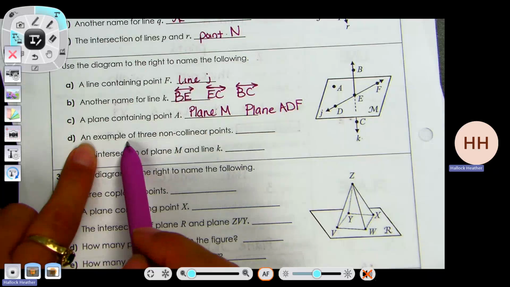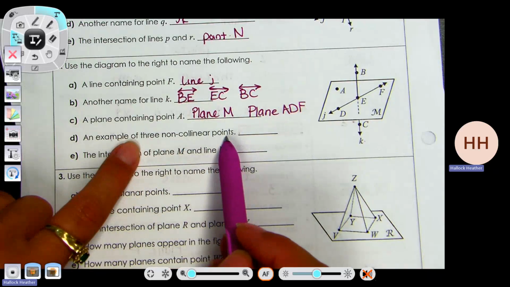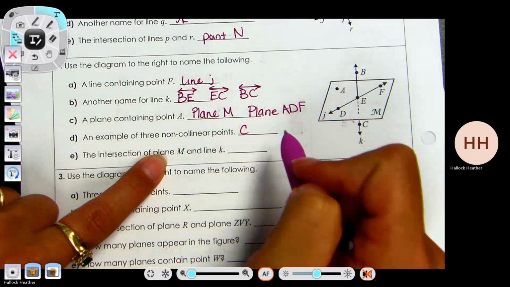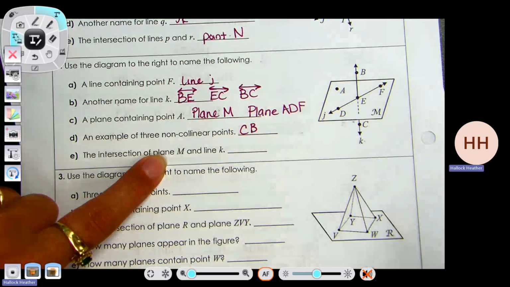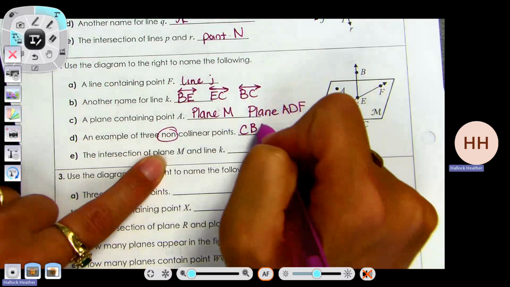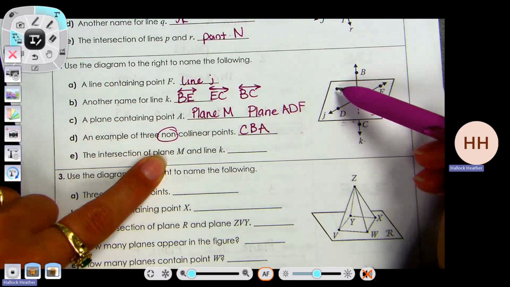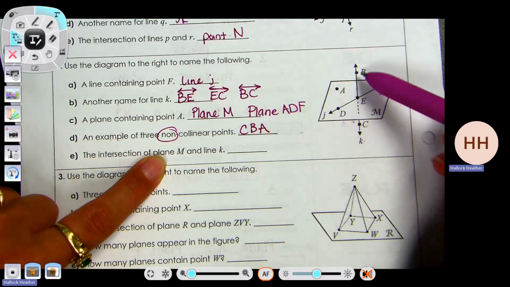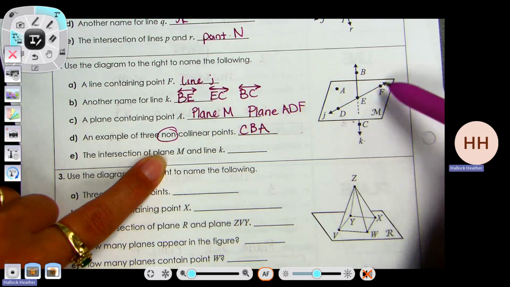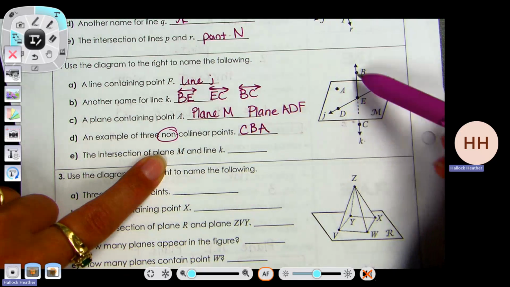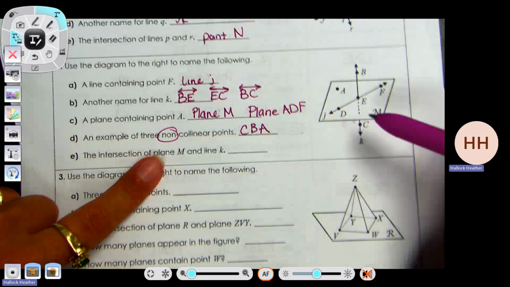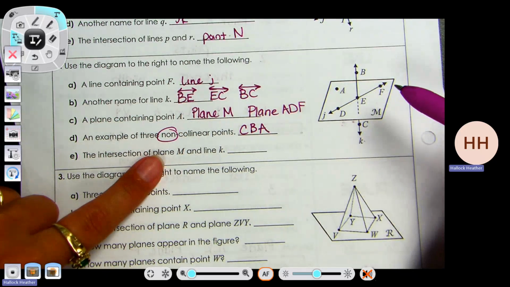An example of three non-collinear points. So what's three points that are not on the same line? C, B, and what? C, B, and E are all on the same line. Point A. So we can use A. So C, B, and A are not on the same line. I could use D, E, and A. I could use D, E, and B. B, E, and C. F, E, and C. F, E, and B. F, E, and A. See where this gets weird. Just don't use the ones on the same line.